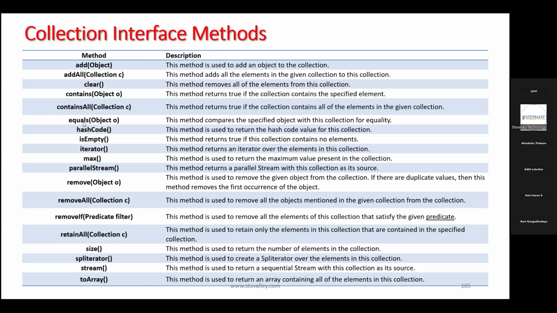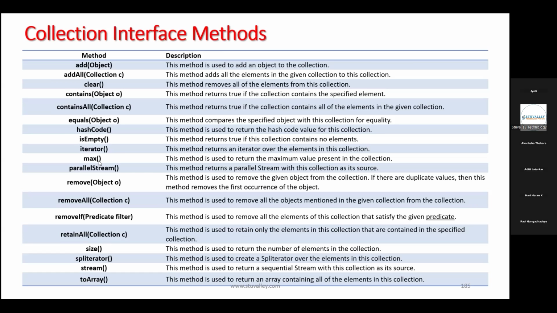Equals is used for checking whether the current collection object and this object are equal or not. The hashCode method is used for calculating and returning the hash code for this particular collection. isEmpty is used to check whether there are any elements in the collection or not. Iterator, as I said, is used for iterating over the collection. It returns an iterator object. isEmpty returns a boolean value.